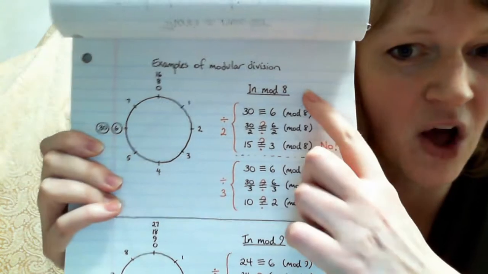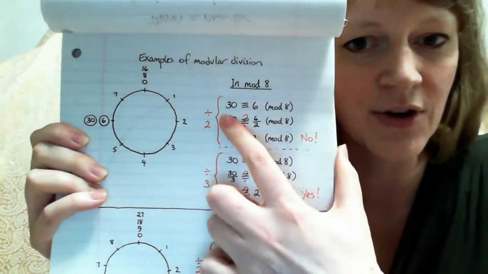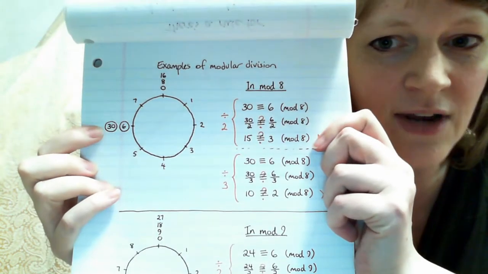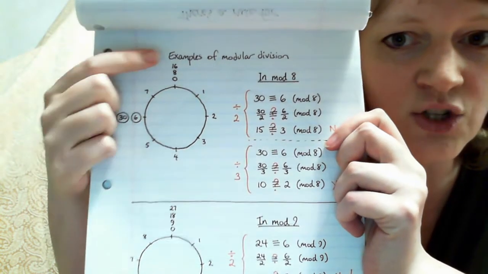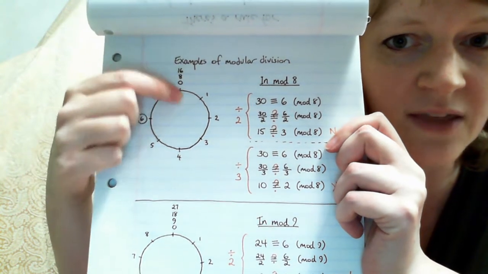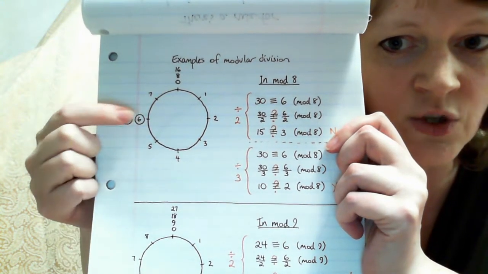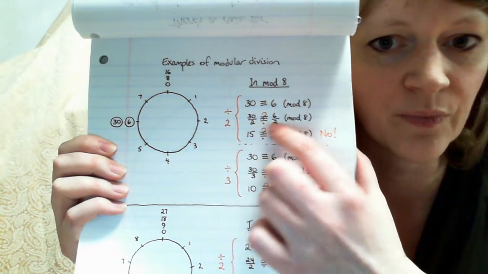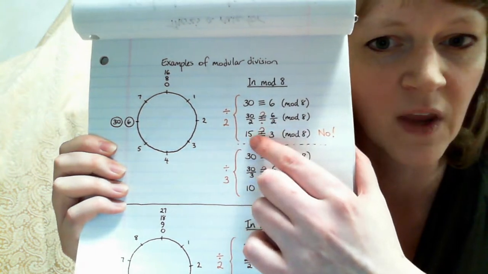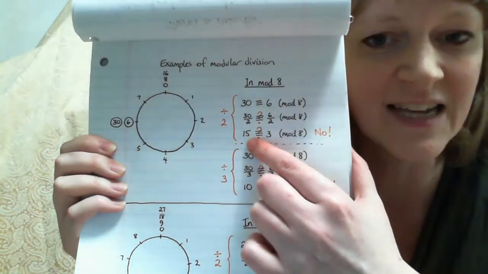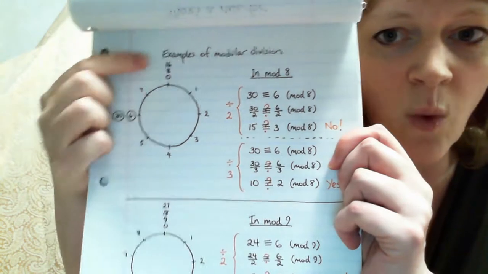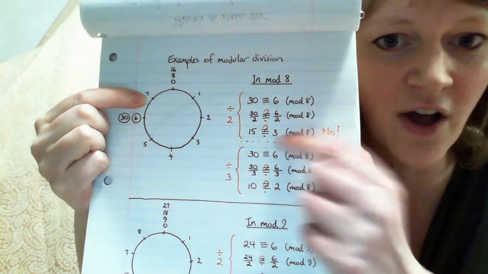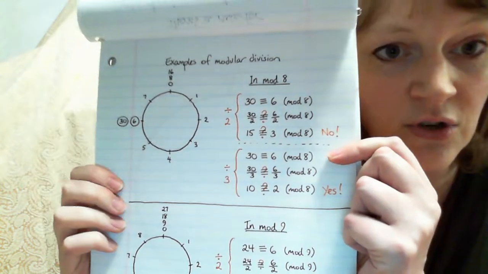Here we are in mod 8. Let's look at 30 congruent to 6 in mod 8. Here's our 30, and we can see that yes, it is 2 less than 32, which would be in the 0 spot. So in the 6 spot. What happens if we divide both sides by 2? Does it preserve congruence? Well, 30 divided by 2 is 15. 15 is 1 less than 16, so it's in the 7 spot. That is not the same as the 3 spot. It does not preserve congruence.